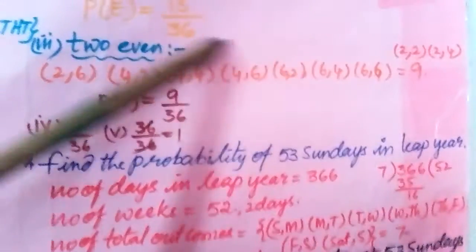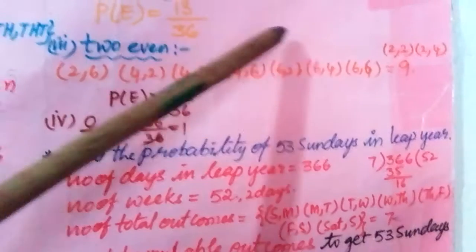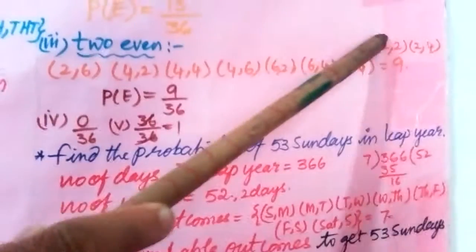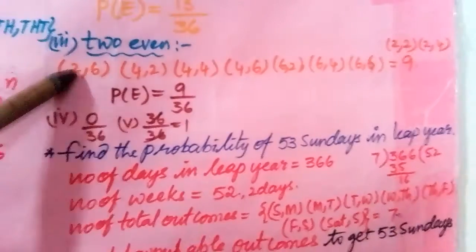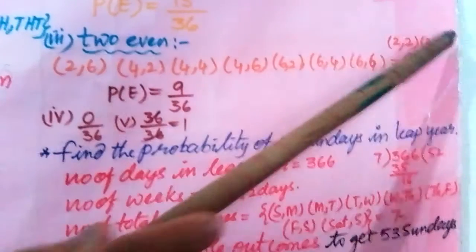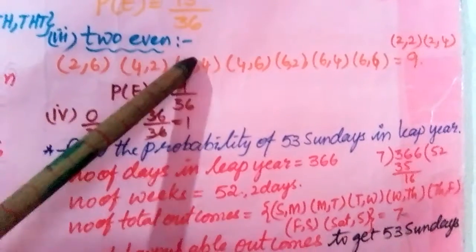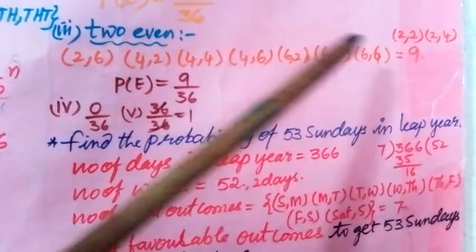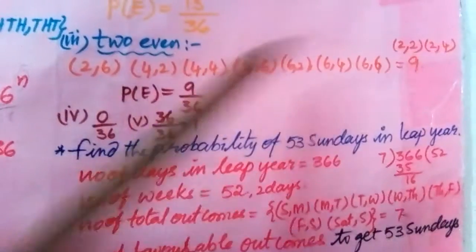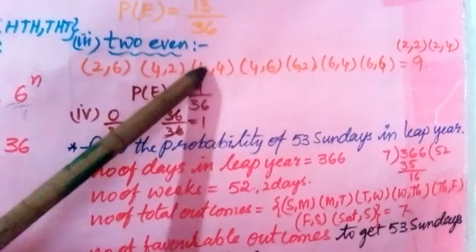Next, two evens. Now you need to find the probability of getting two evens. Assume it as P of E. So the probability of getting two even numbers on top of the dice is P of E. Next, the favorable outcomes are 2 comma 2, 2 comma 4, 2 comma 6, 4 comma 2, 4 comma 4, 4 comma 6, 6 comma 2, 6 comma 4, 6 comma 6. Total outcomes are 9. So write down the formula: P of E is equal to 9 by 36.